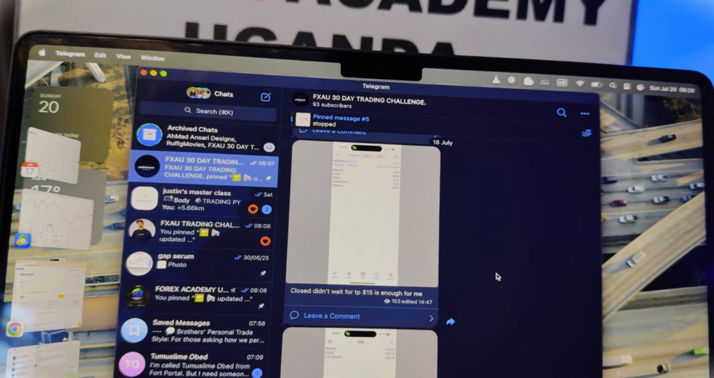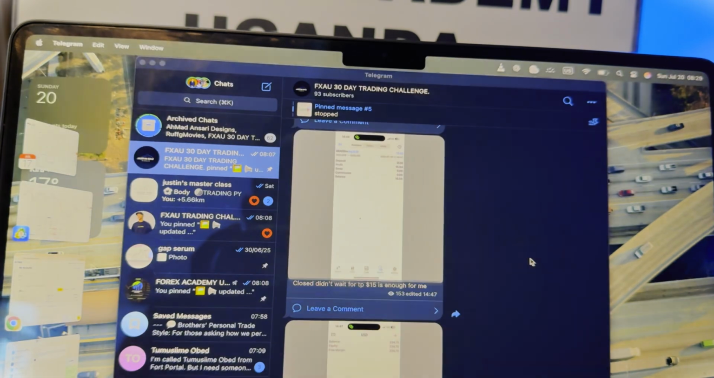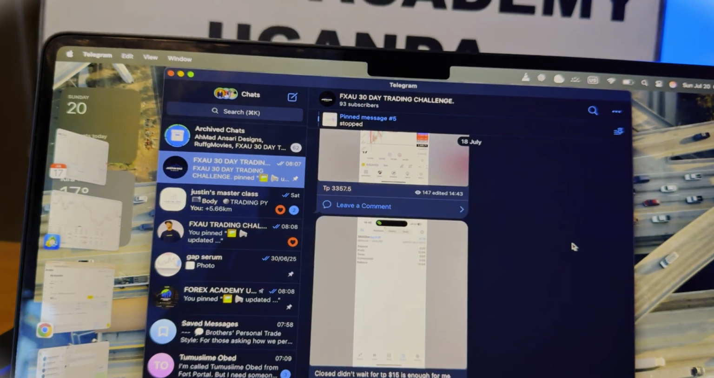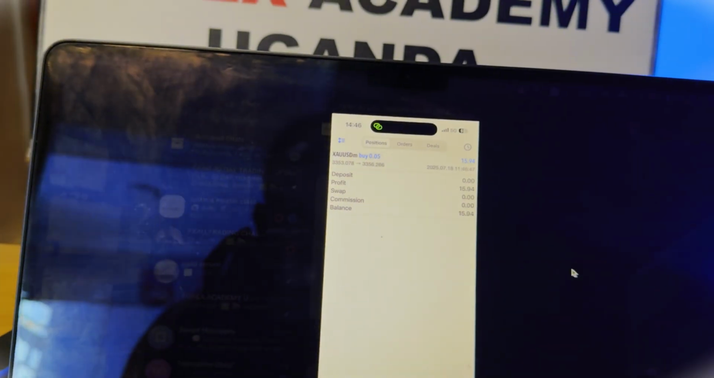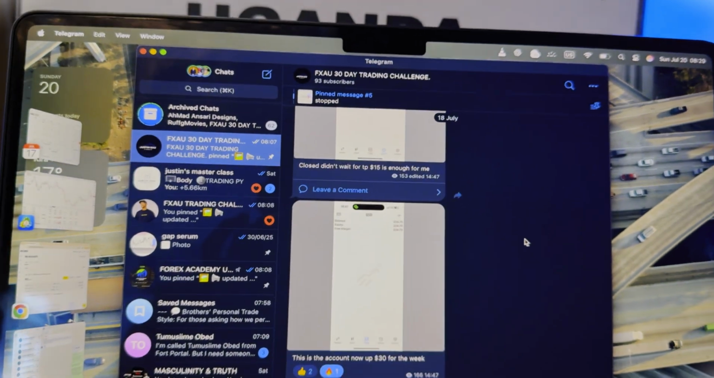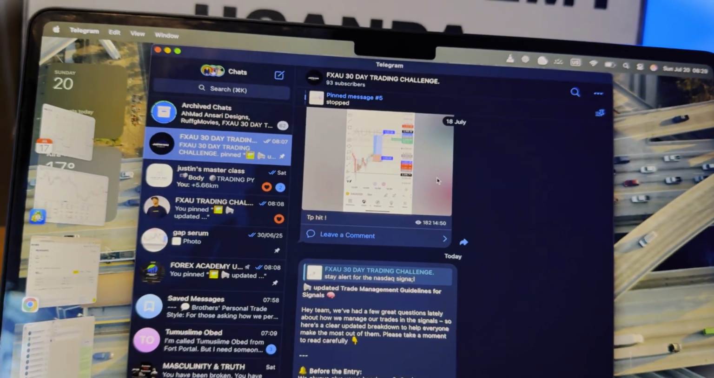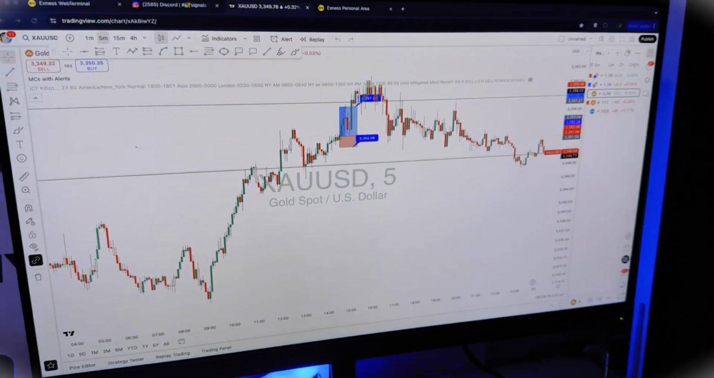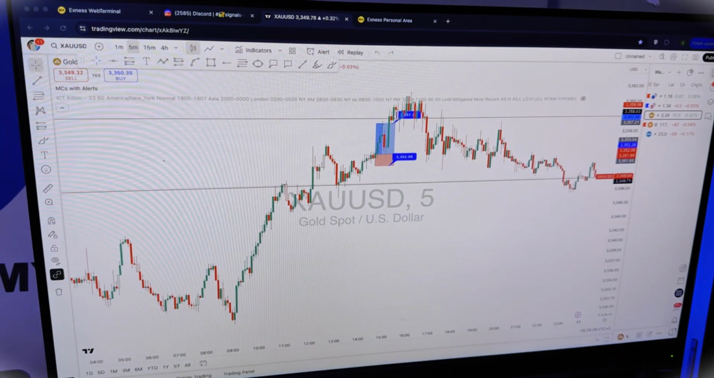Just keep on watching. So the trade went into profits, and on this $200 account I closed at a profit of $15, which I always target every day. You don't need to aim for big profits, it's just small consistent profits which add up. So a trade hit TP. As you can see, the trade hit maximum TP.